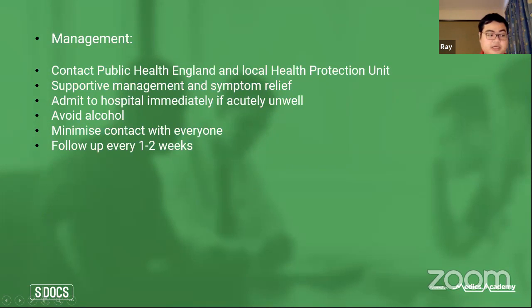Now, in terms of management, acute hepatitis infections are notifiable diseases, so you must contact the Public Health England and the local health protection unit. Unfortunately, we don't have any drugs to cure hepatitis A. We let the body's immune system function, so we provide supportive management and symptom relief. And analgesia, hydration, adequate bed rest. If the patient's acutely unwell, we would admit to the hospital, and of course, avoid alcohol and minimize contact with everyone to avoid spreading the disease, okay? And follow up every 1 to 2 weeks.